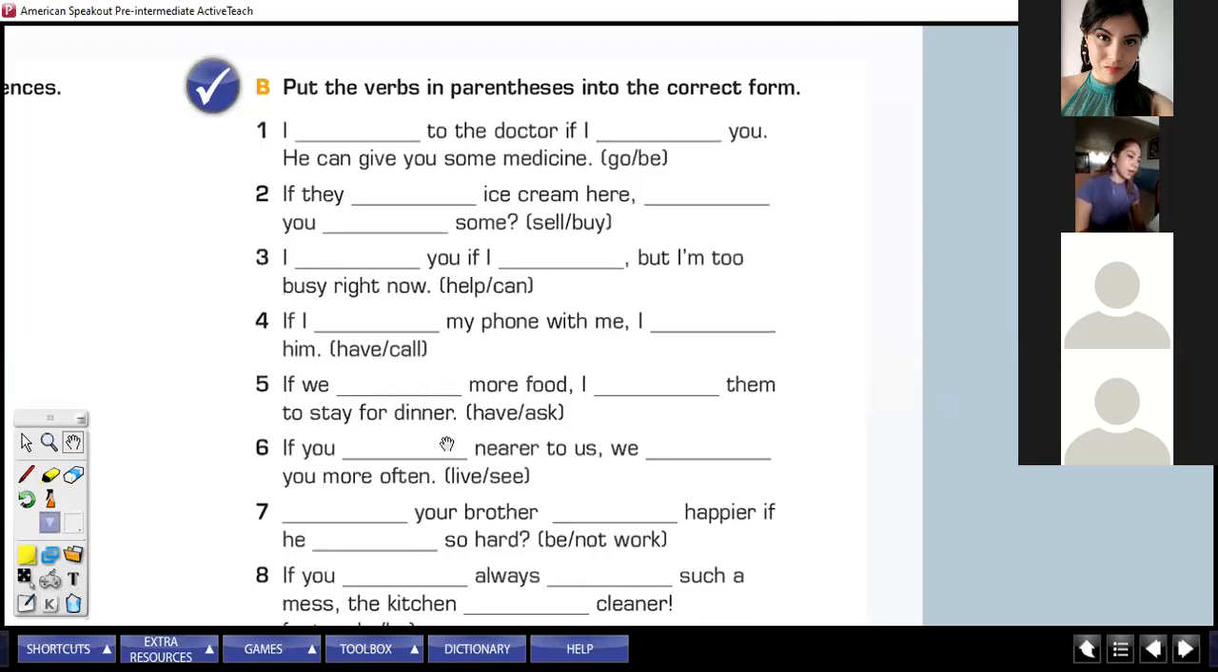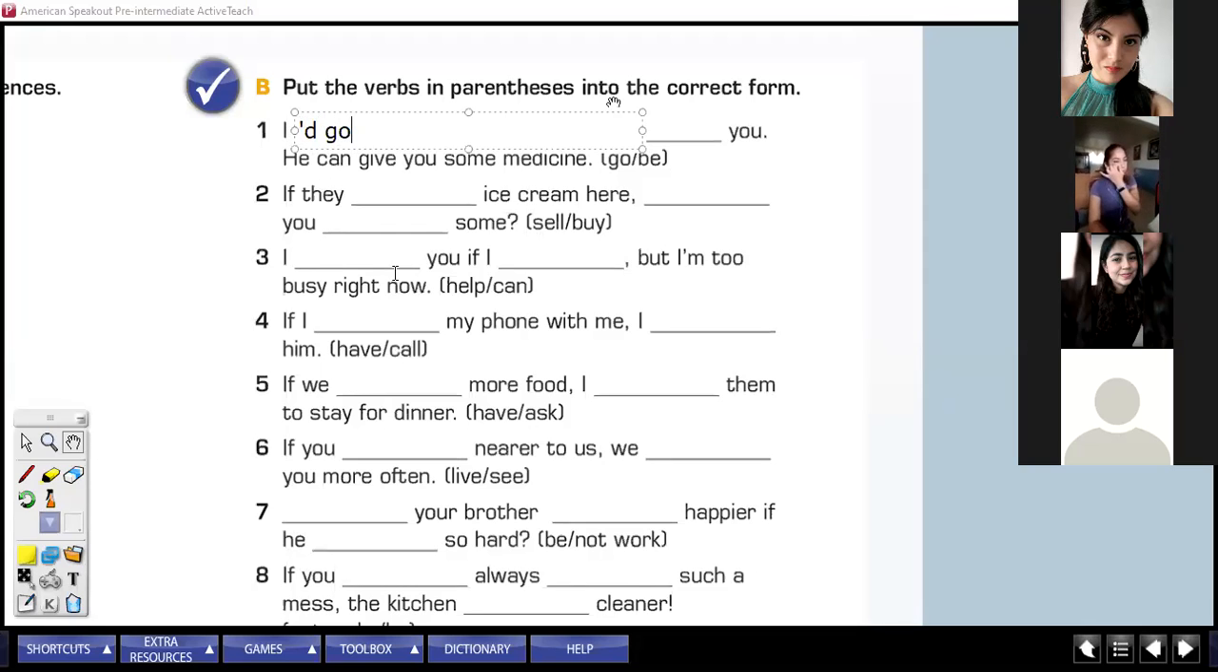Okay. Are you ready with number 1? Juan Antonio de los Santos, yes. Okay, so put the verbs in parentheses and you need to tell me number 1. I would go to the doctor. I would go.